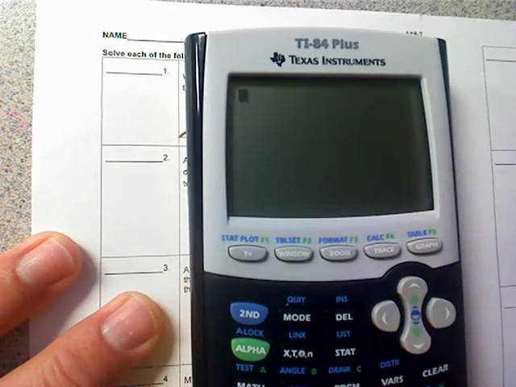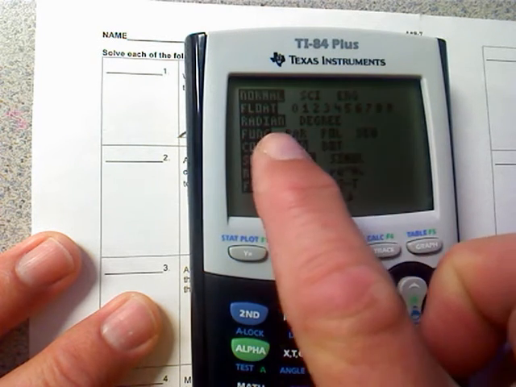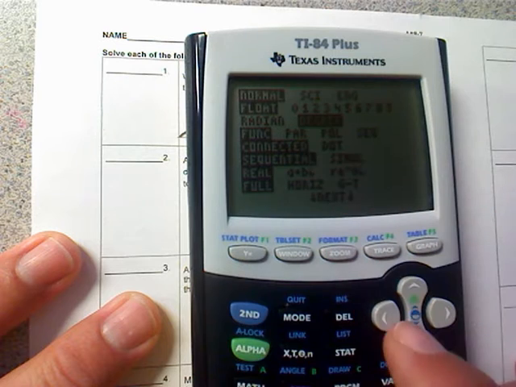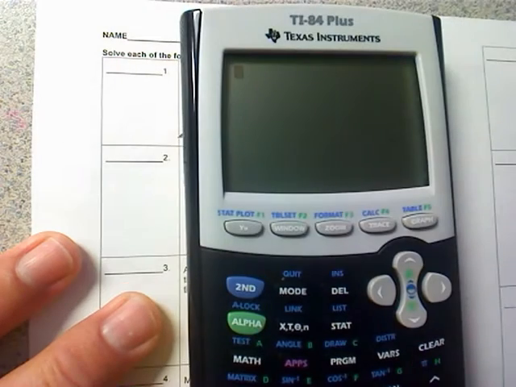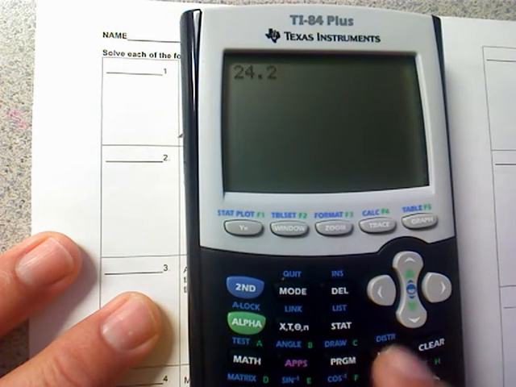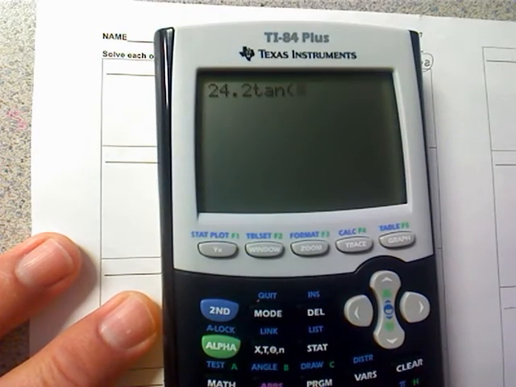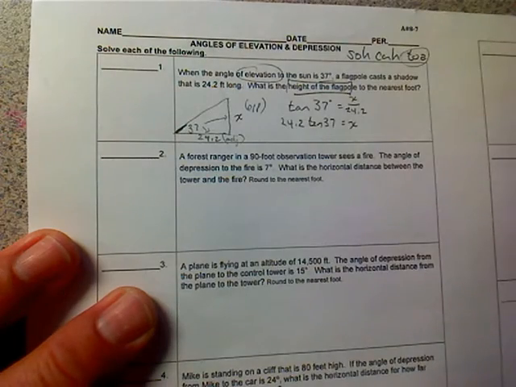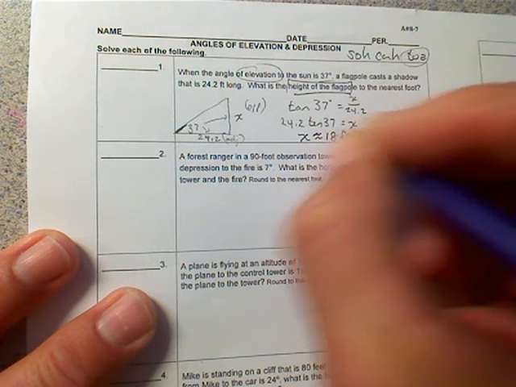And so let's grab the calculator and do this. Now first of all, I need to press mode and make sure that it's in degrees. This one's in radians, so I need to go here to degrees, press enter, and now the degree is highlighted, so I can quit that. Second quit, and I want to press 24.2 times the tangent of 37 degrees. The problem asked me to round it to the nearest foot, so that's going to be approximately 18 feet. X is approximately 18 feet.